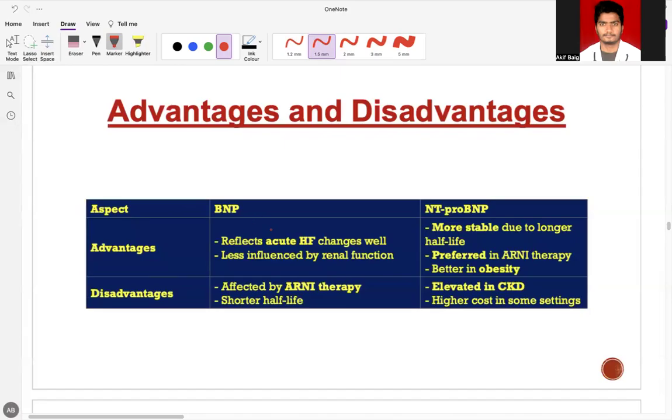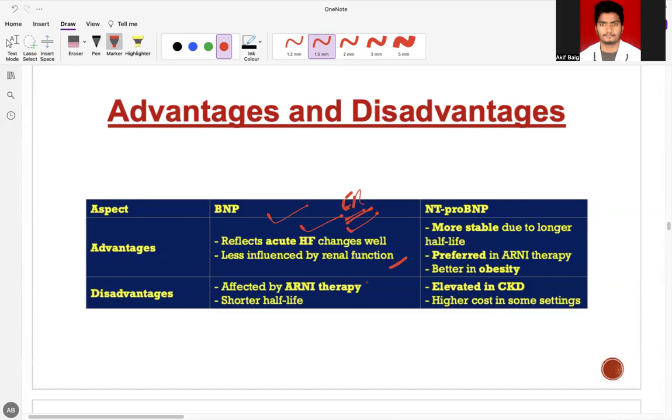BNP has the advantage that it reflects acute heart failure changes. Suppose a patient was stable and suddenly develops heart failure. For acute heart failure changes, BNP is very good. In the emergency room, it is a very good marker for acute heart failure changes. And it is less influenced by renal function, so it is not influenced by renal function as such.